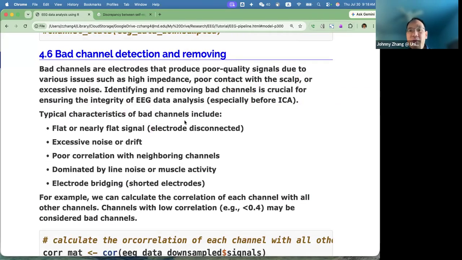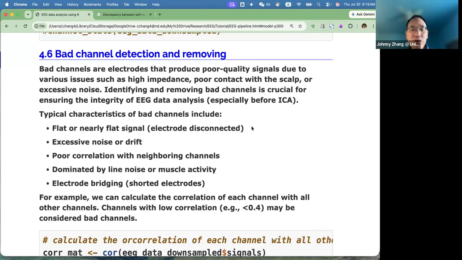As I mentioned earlier, sometimes we may have bad channels or bad electrodes placed on the head, or for whatever reason, some channels didn't produce good quality signals. If we include those signals in our data analysis, it may affect our results. Therefore, we should remove those bad electrodes or channels before we do other data analysis, particularly independent component analysis.